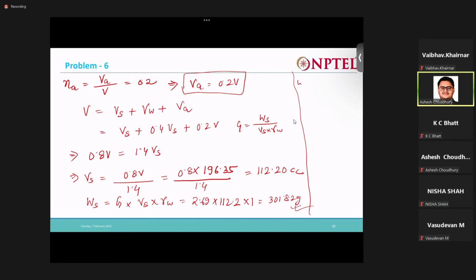So our weight of water is nothing but the water content into the weight of solids, right? So what is our weight of solids? It's 301.82 gram. And what is our water content? It's 15%, so 0.15. We get 45.27 gram. So we found out both the things. It is the weight of soil solids that is required and the weight of water that is needed.